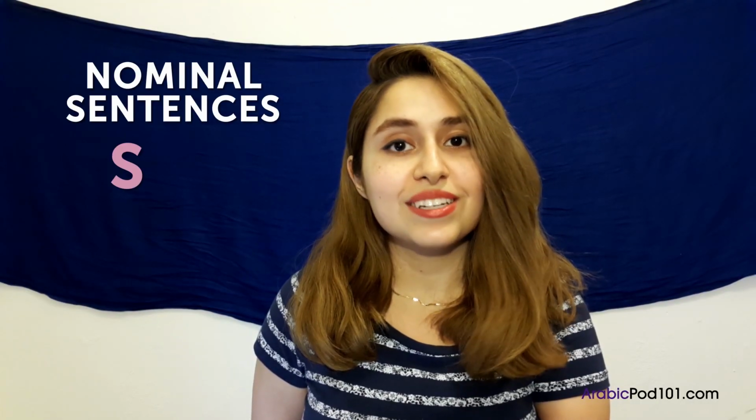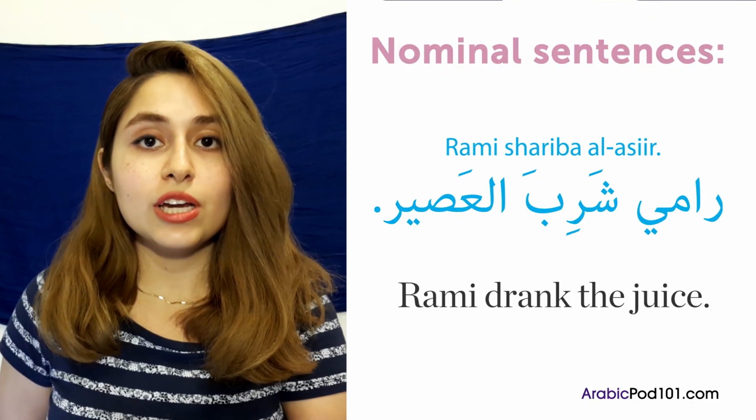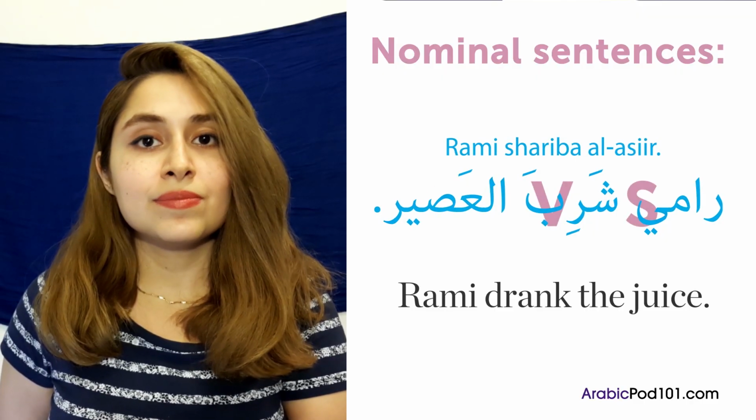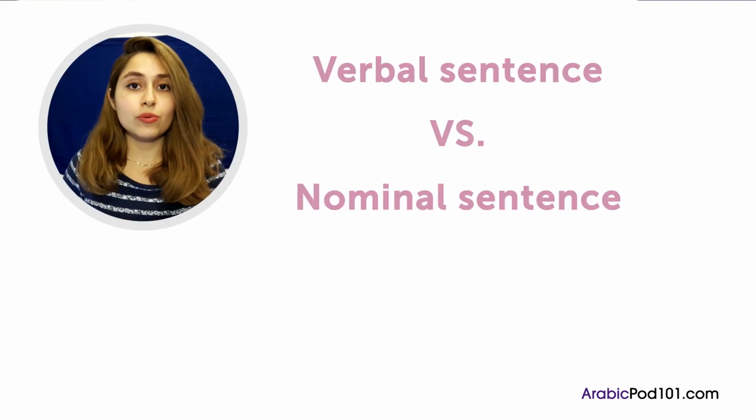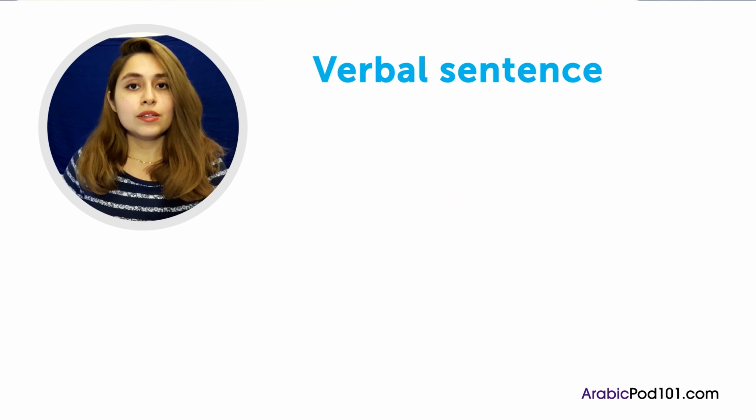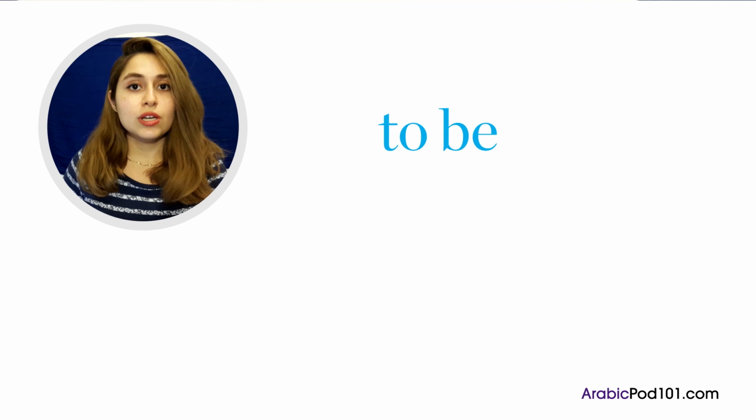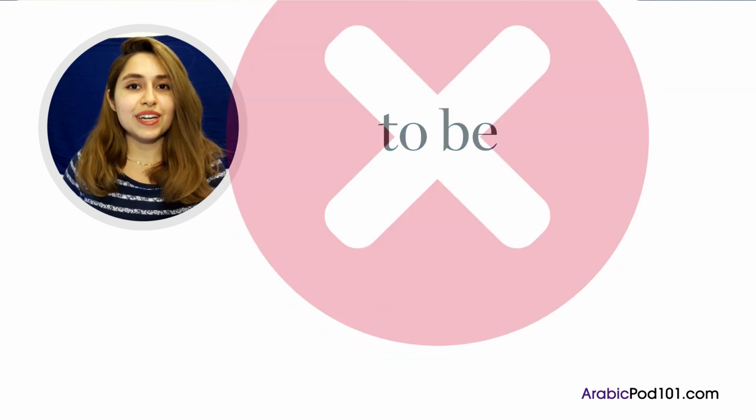Next we have the nominal sentence, which starts with the subject, then the verb, and lastly the object. This one has an SVO structure, just like English. Rami شرب العصير. Rami drank the juice. Note that in Modern Standard Arabic, when there is a verb in the sentence, verbal sentences are preferred. This will look different for sentences with the verb to be in English, because there is no verb to be in Arabic.